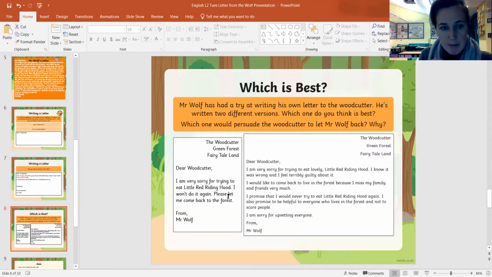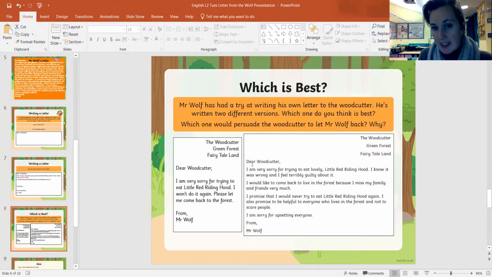But let's talk a little bit more about this. Look, there's two letters here. This one here says, Dear Woodcutter, I am very sorry for trying to eat Little Red Riding Hood. I won't do it again. Please let me come back to the forest. Now that is fine. Look, it's got capital letters, full stops. It's got 3 sentences in there. It knows how to start with dear and finish with a from or yours sincerely. Doesn't have enough adjectives really. It doesn't have a conjunction like because.